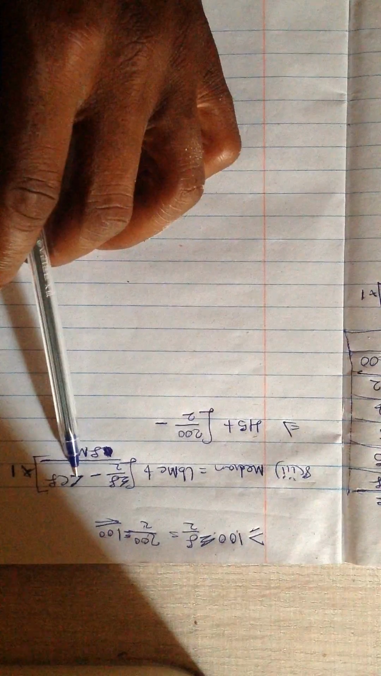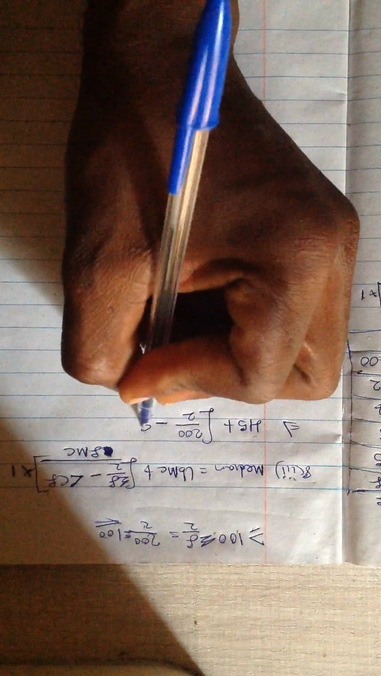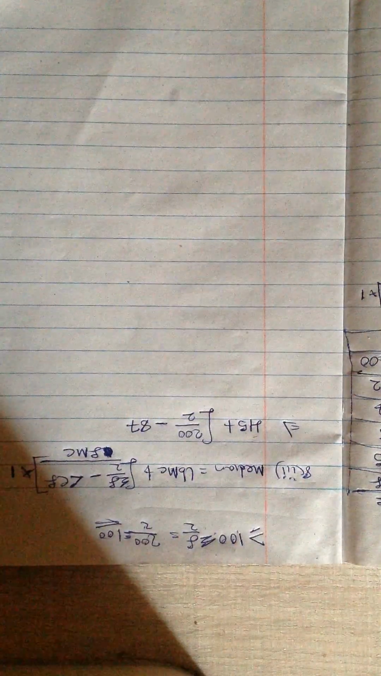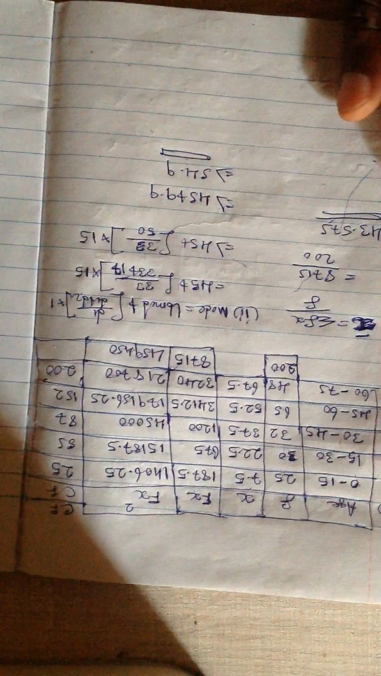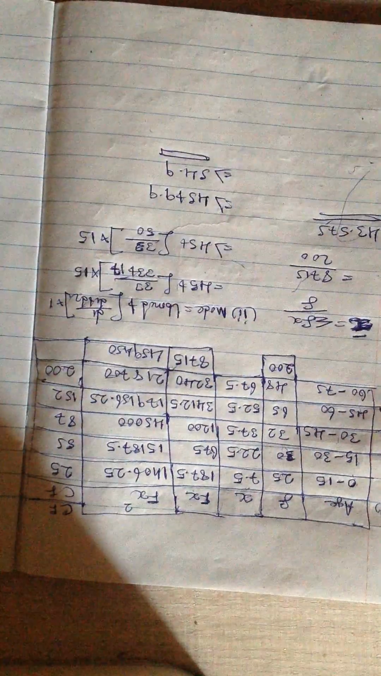So here, on less than the cumulative frequency, you are supposed to put 87, because 87 is the lower class next to the median class according to the data that we have here. 87 is the lower class next to this median class. Okay, so we proceed to the next part.